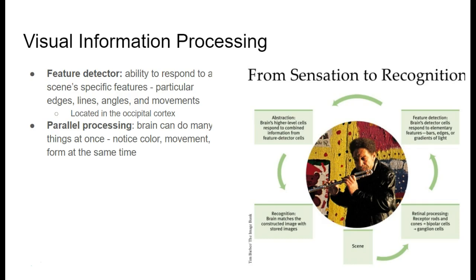And parallel processing plays a role in this because as your brain is using these feature detectors, you're doing what we call parallel processing, meaning that your brain is noticing multiple things at one time, such as color and movement, all at the same time. And if you take a look to the right-hand side, this is how we go from sensations, the idea of seeing something, to quote-unquote recognizing that item.